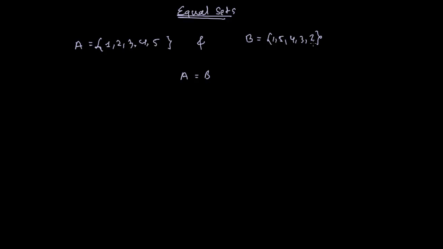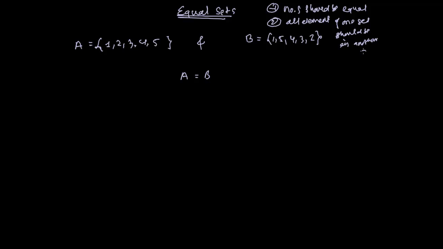First it is matching, and after that each and every element of A is in B. Try to understand. The first condition is that the number should be equal. Later you will learn what a cardinal number is. I'll tell you later. And the next: all elements of one set should be in the other set.